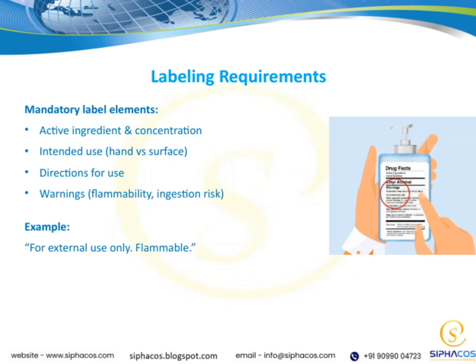Lastly, warnings are vital, such as flammability warnings or risks of ingestion. For example, you might see a label that says, "For external use only, flammable." These warnings help prevent accidents and protect users from harm. Overall, these labeling requirements not only inform consumers, but also promote safe handling and proper application, which ties into our broader goal of ensuring safety and compliance across all products.